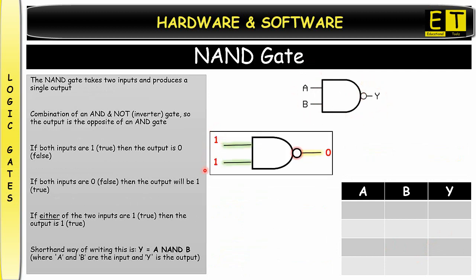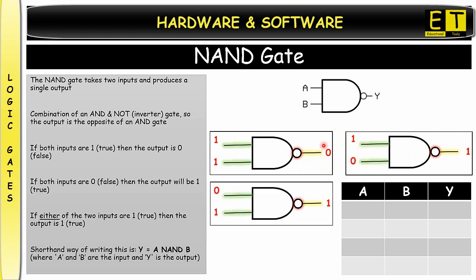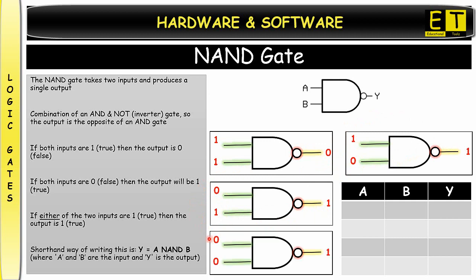If input A and B were 1, then the output would be 0. If input A was 1 and B was 0, then the output will be 1. If input A was 0 and input B was 1, then the output will be 1. If input A and B are 0, the output will be 1.